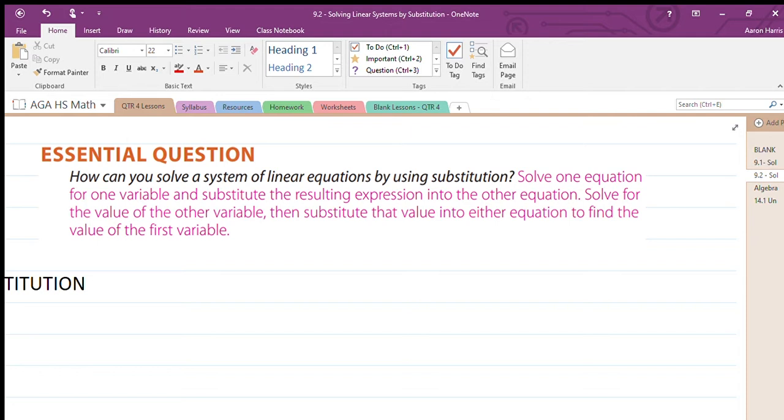So what you'll see is that solve one equation for one of the variables. What variable do you think we're going to solve for? You got it. Y. And substitute the resulting expression into the other equation. Solve for the value of the other variable, then substitute that value into either equation to find the value of the first variable. Whole lot of words. Let's dig right into it.